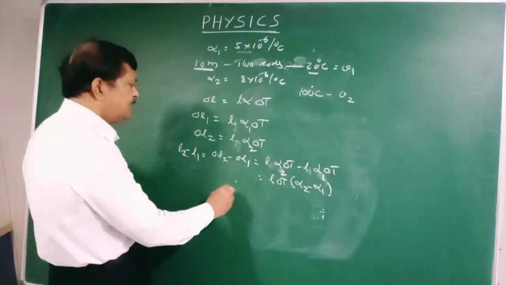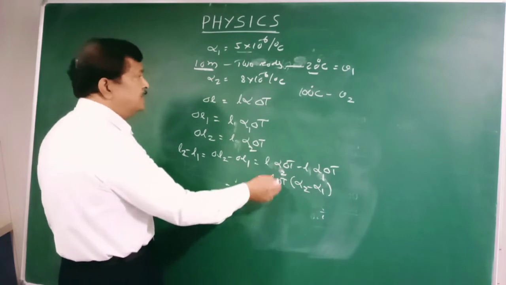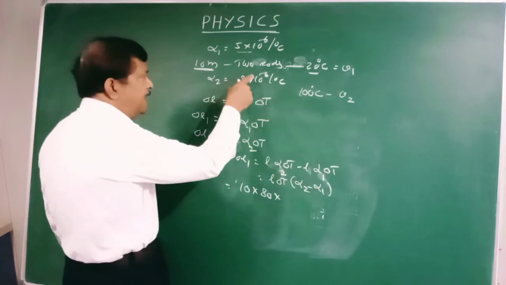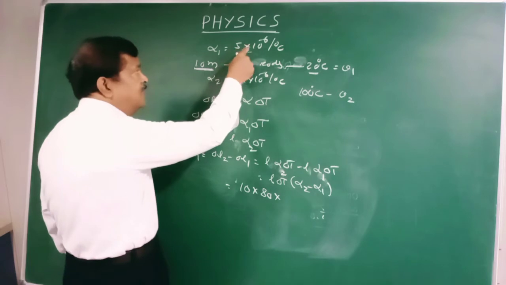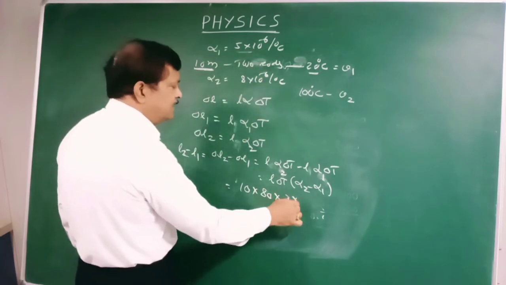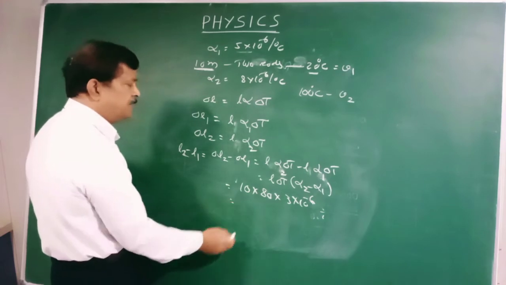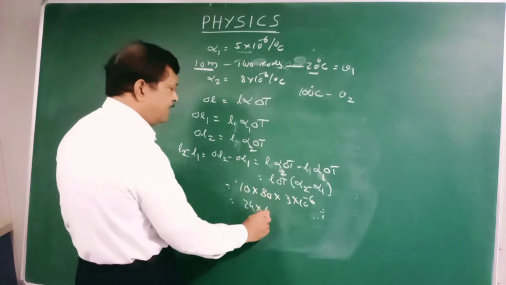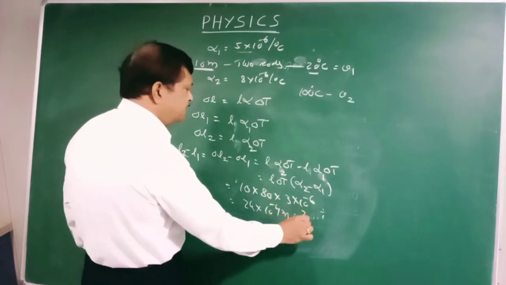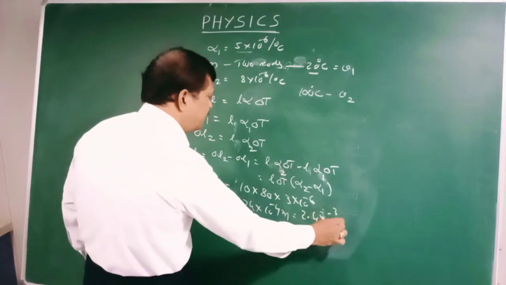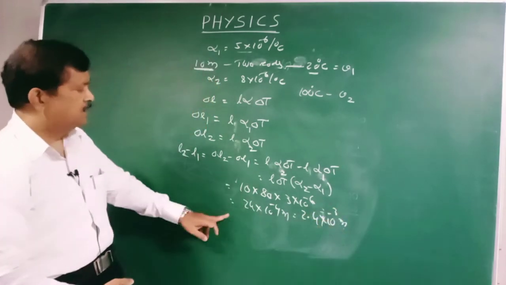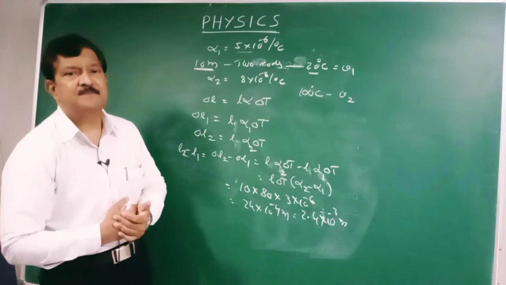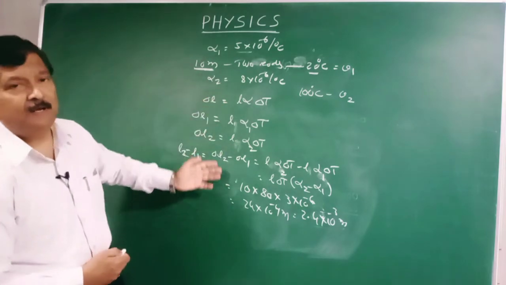Let us substitute here. The initial length is 10 meter. Change in temperature 100 minus 20, it is 80 degrees centigrade. Alpha 2 minus alpha 1: 8 into 10 power minus 6 minus 5 into 10 power minus 6. The difference is 3 into 10 power minus 6. So let us multiply. It is 3 into 8, 24. So 24 multiplied by, there is a 100 factor here, into 10 power minus 4 meter. Otherwise you say 2.4 multiplied by 10 power minus 3 meter. So you can find out the difference of their lengths at the higher temperature. This is also an important numerical example for you.